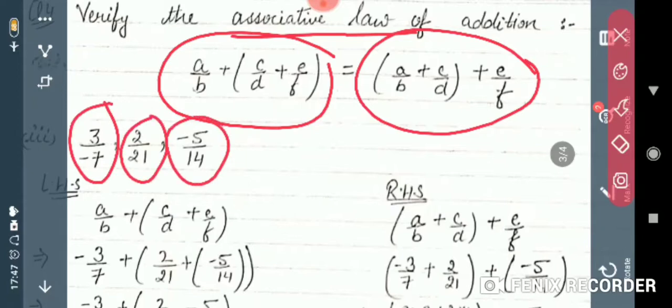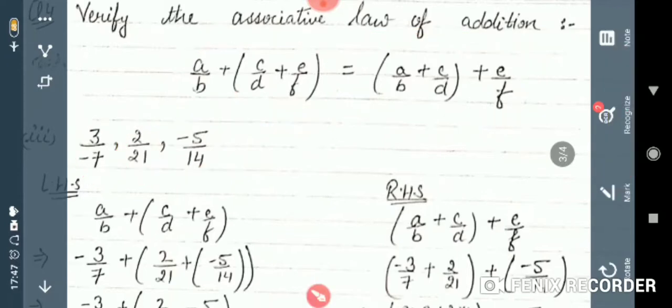So first you will put C upon D and E upon F in a bracket and keep A upon B aside. Then you will put A upon B and C upon D in a bracket, and you will put E upon F aside. That means in the LHS the last two numbers will be in the bracket, then in the RHS the first two numbers will be in the bracket. So let's solve now.